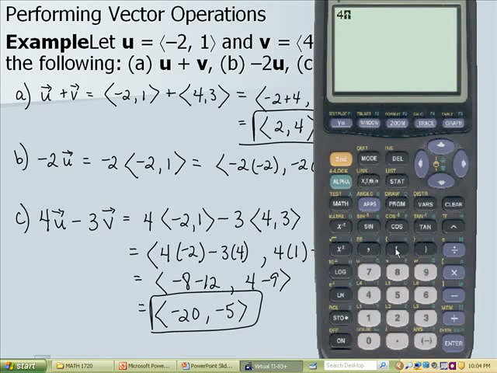We have 4 times our vector u, which was <-2, 1>, minus 3 times our vector v, which was <4, 3>, and we press enter, and we see that we get our vector answer of <-20, -5>.